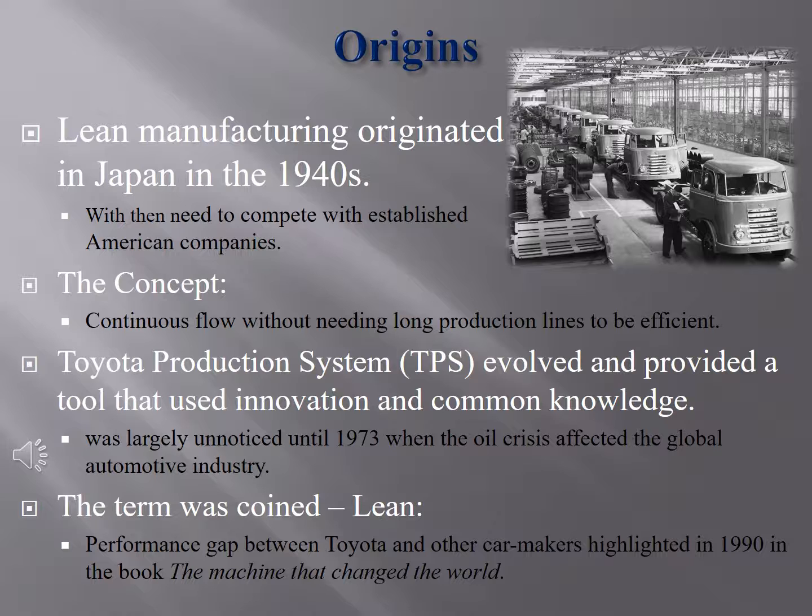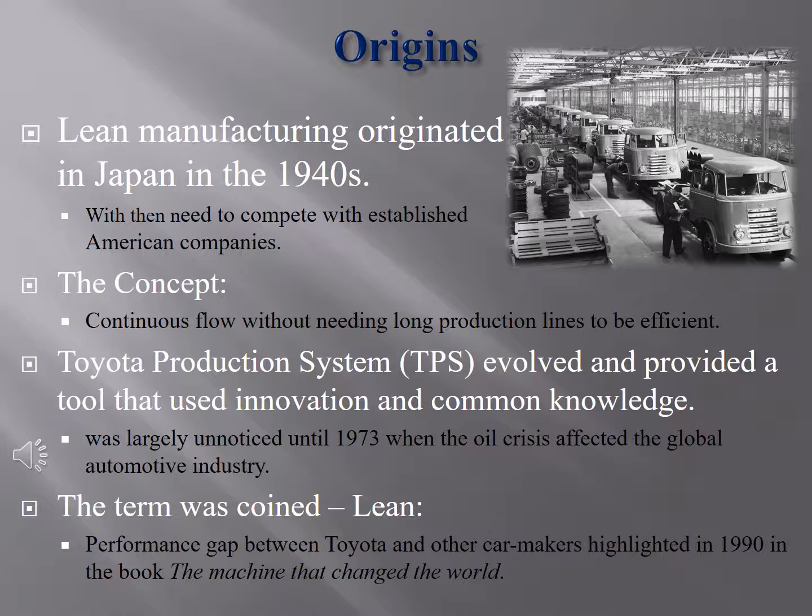The concept was to produce at a continuous flow without needing long production lines to be efficient. Cutting down the time and space to produce a product added value to the end customer. The main goal was to provide a high-quality system that produced finished products with little or no waste to match customer demand. Little by little, through many small changes, the Toyota Production System, or the TPS, evolved and provided a tool that used innovation and common knowledge, and that functioned well in an environment with different cultural values compared to the Western Hemisphere.